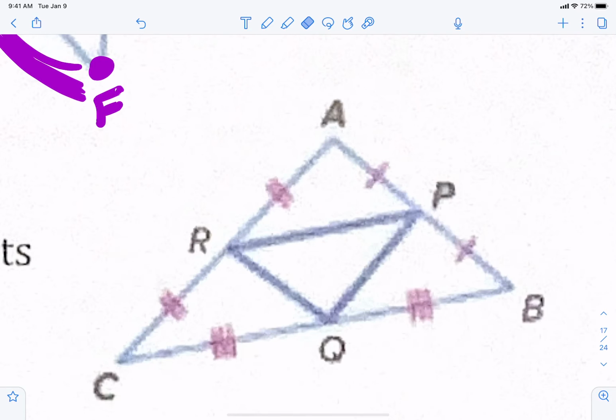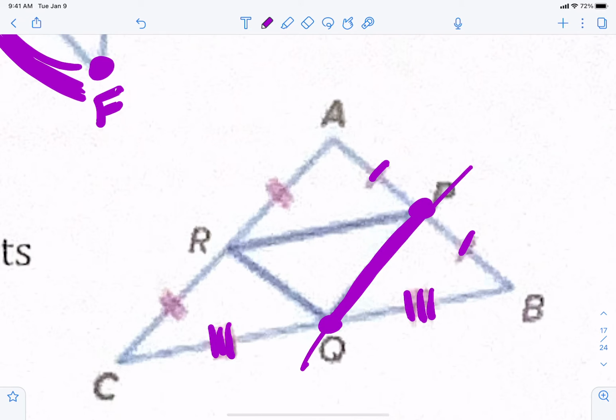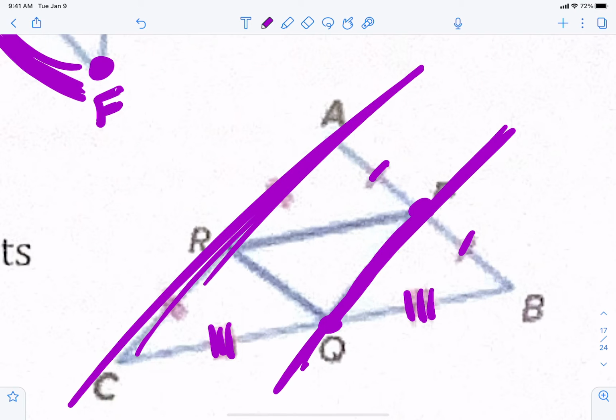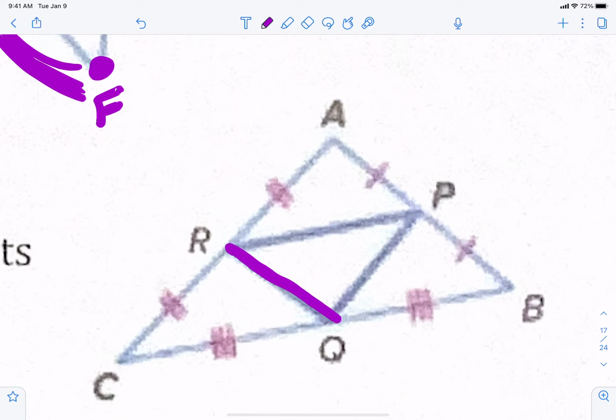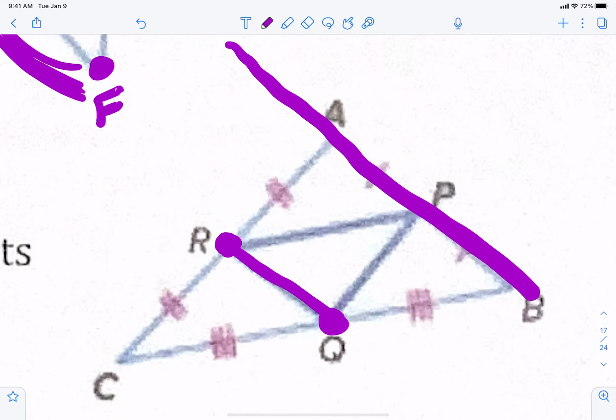Okay, I'm going to erase. And let's talk about this line right here, PQ. P is the middle of this side. Q is the middle of this side because they have 3 tick marks. So we did middle to middle. And what's true about this line to this line? They're parallel. Okay, the last mid-segment that we have is RQ, which is this guy right here. Middle here to middle here. Which line is he parallel to? AB, this one right here. So they are parallel. The mid-segments are parallel to the opposite sides. Does that make sense? And it makes a little triangle in the middle, which is kind of cool.